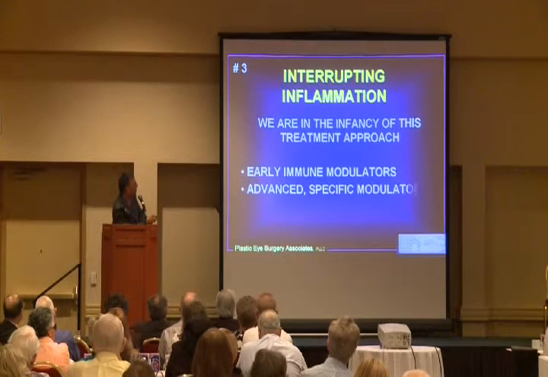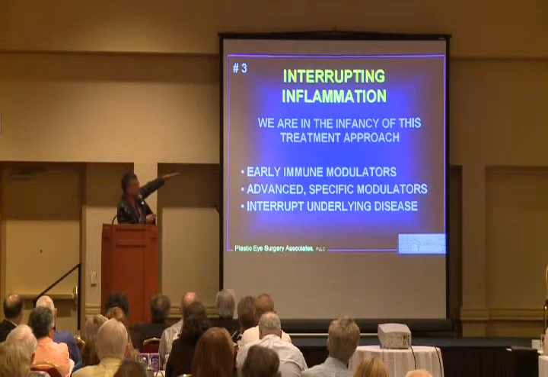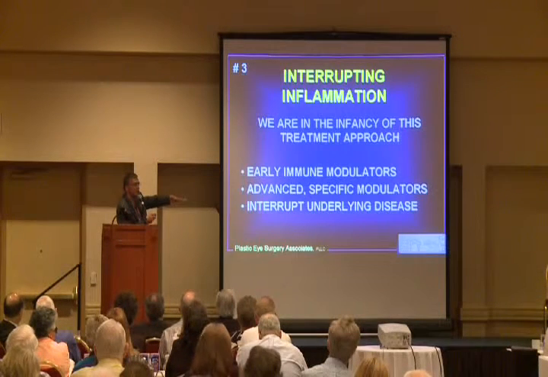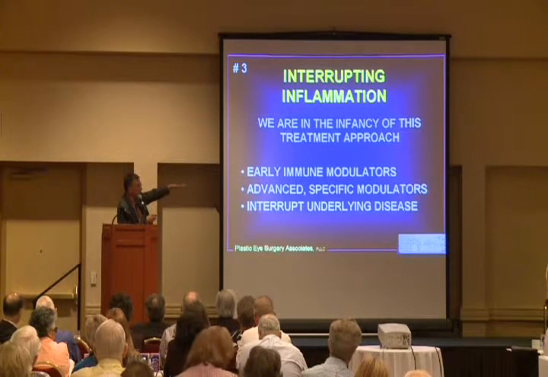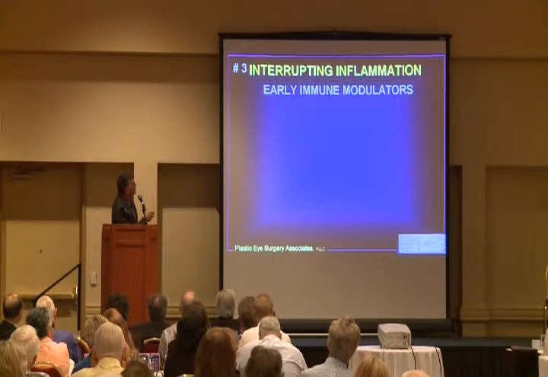So we have some early immune modulators, advanced specific modulators, and interrupt underlying disease. This is basically the three things that rheumatoid arthritis has done, and this is where we're headed, and I'll show you where we are in this process. So interrupting inflammation.